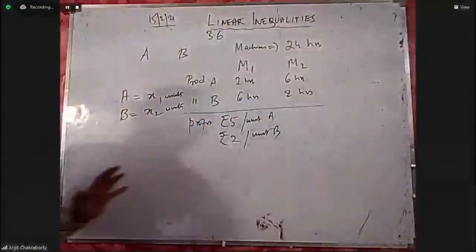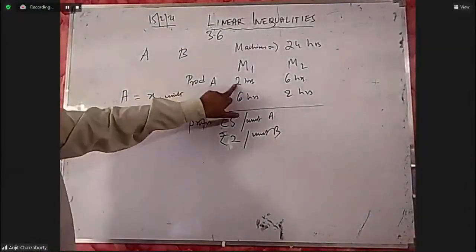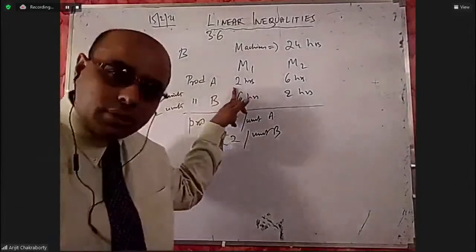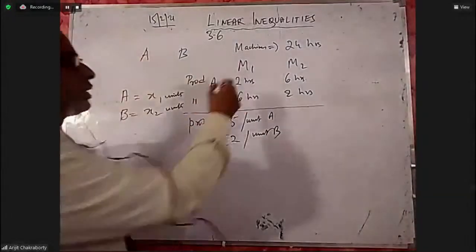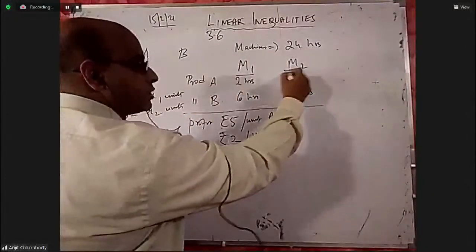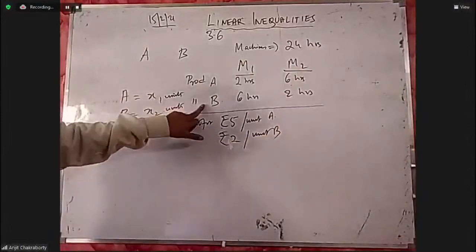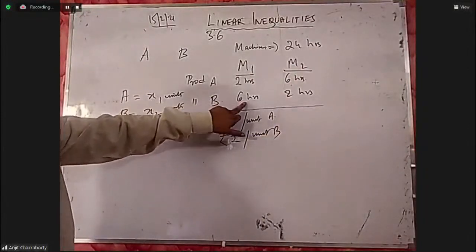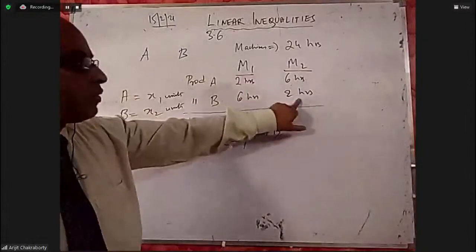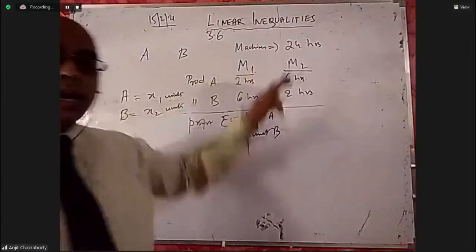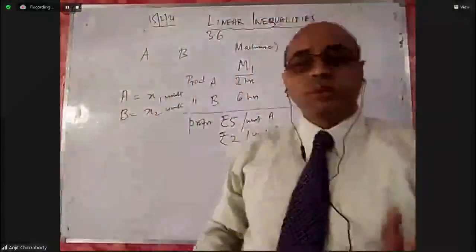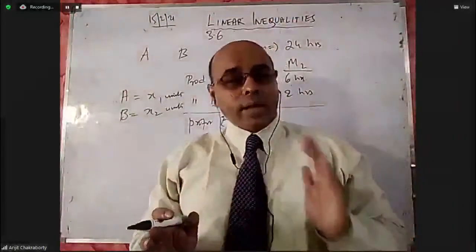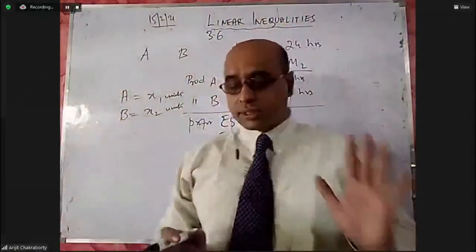Fine. Product A requires 2 hours of processing in machine M1, and 6 hours of processing in machine M2. Product B requires 6 hours of processing in machine M1 and 2 hours of processing in machine M2. And both the machines, please note, can run for 24 hours. Fine.